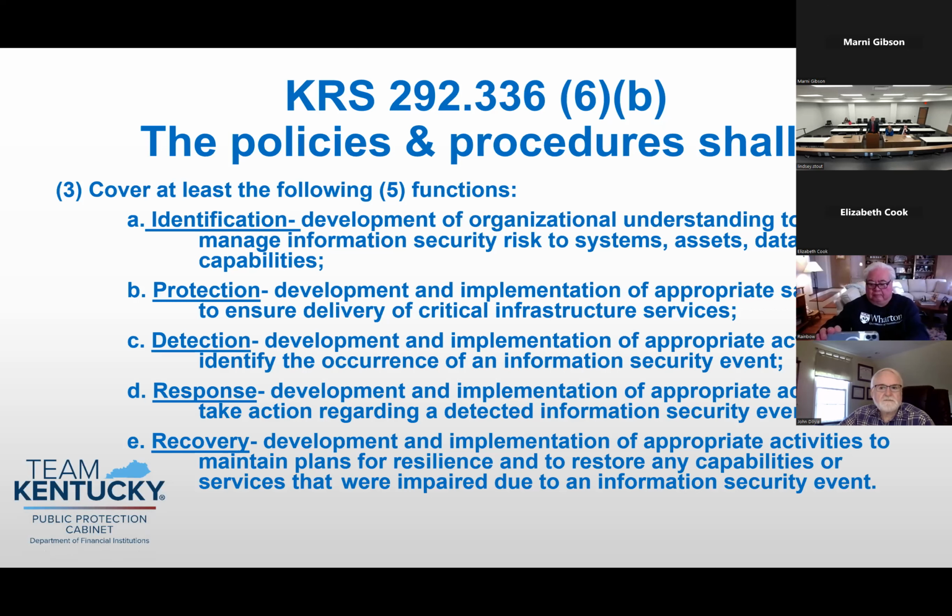And they should also cover at least the following 5 functions. First one being identification: development of organizational understanding to manage information security risk to systems, assets, data, and capabilities. Protection: development and implementation of appropriate safeguards to ensure delivery of critical infrastructure services. Third, detection: development and implementation of appropriate activities to identify the occurrence of an information security event.